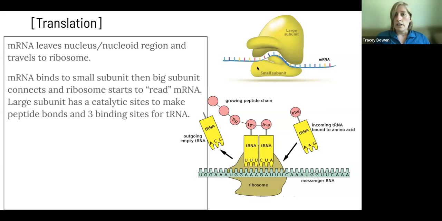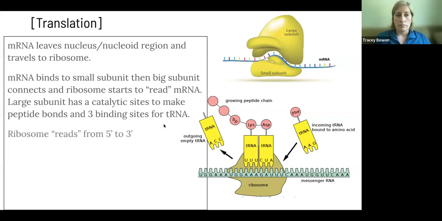So first off, the RNA is going to connect to the small subunit of the ribosome, and then the large subunit is going to bind onto there, and it's going to start to read the code from the RNA. And the large subunit has 3 catalytic sites. Those are called the E, P, and A sites. So E is for the exit site, P is peptide bond site, and A is the arrival site.